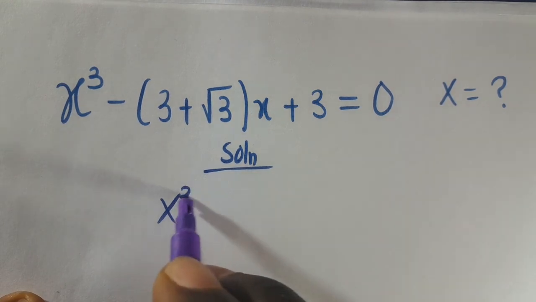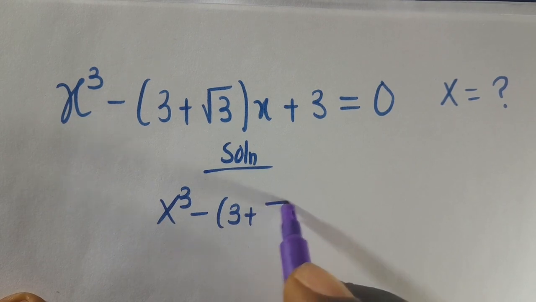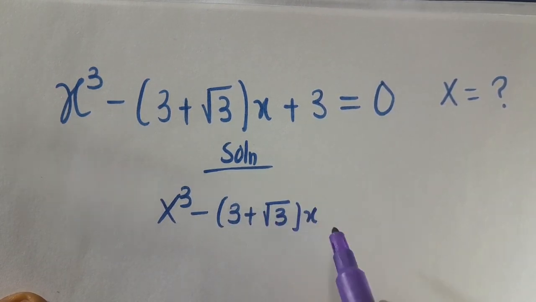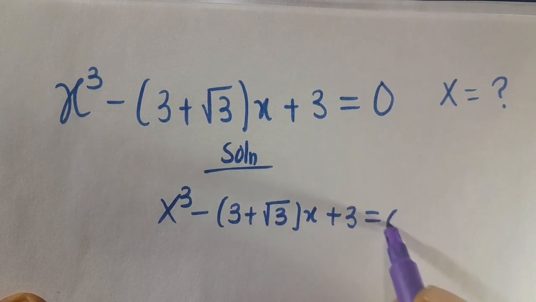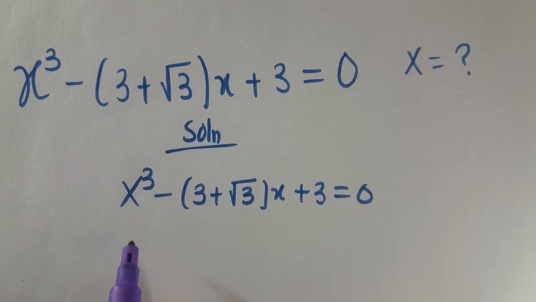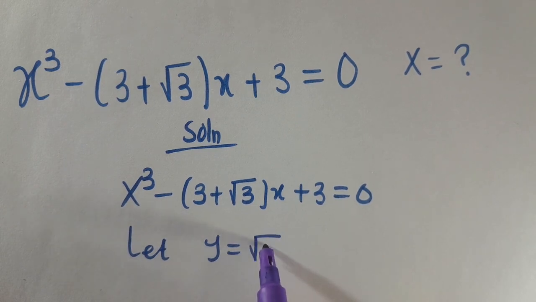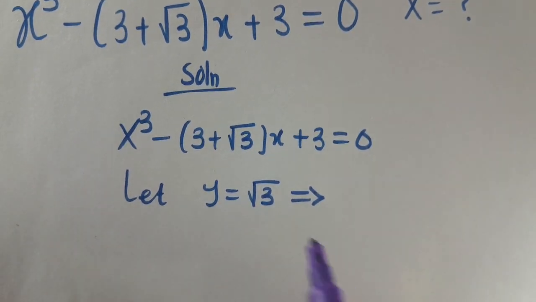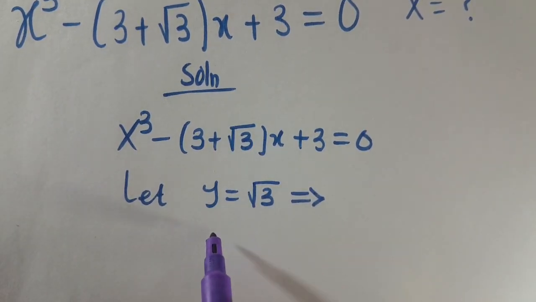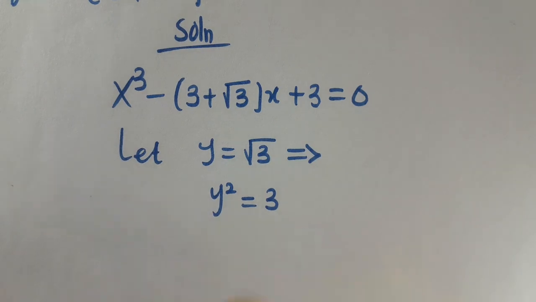We have x raised to the power 3 minus (3 plus square root of 3)x plus 3, everything equals 0. So from here, let's say y equals square root of 3, which implies that y squared equals 3.